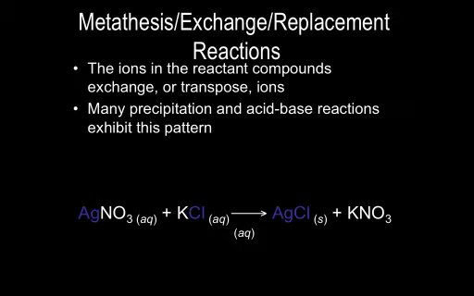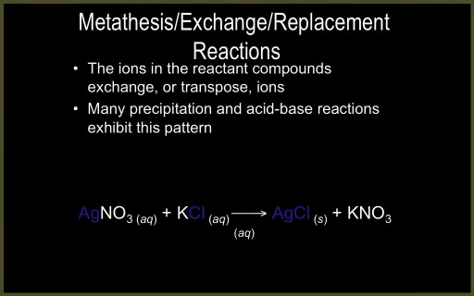So when we have this, what happens is the ions transpose or they exchange with the other. A lot of precipitation reactions follow this pattern like we just said, and then another type we'll learn about later are acid-base reactions. Those also follow this pattern. So if we look at our example here, we have silver nitrate and potassium chloride. So on the other side, the potassium takes the place of the silver, silver takes the place of the potassium, and then the chloride switches out with the nitrate. So we end up with silver chloride and potassium nitrate.